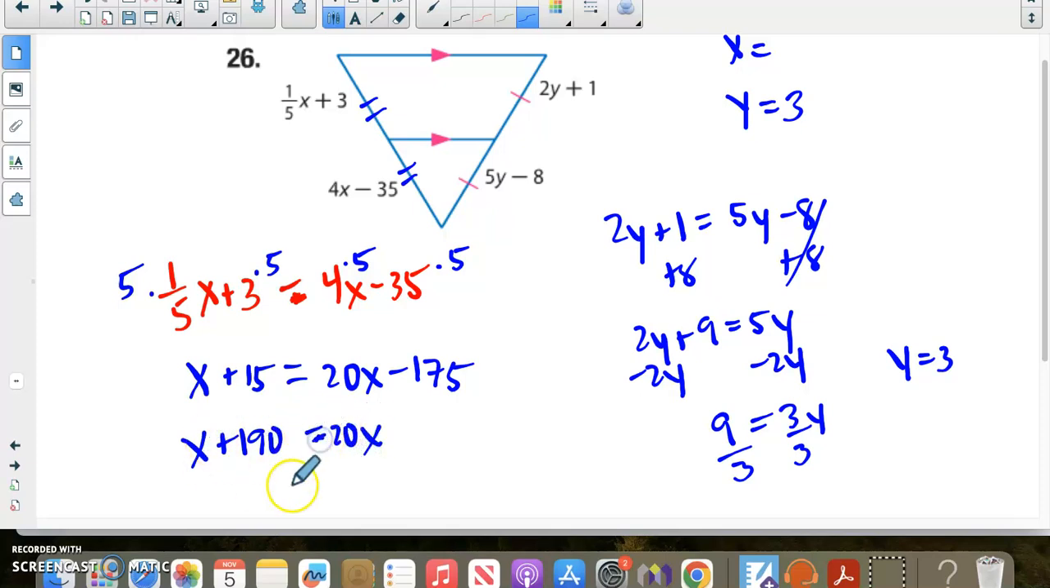Then I'm going to go ahead and subtract the x over, so I get 190 is equal to 19x. Divide by 19 on both sides, x is going to equal 10.